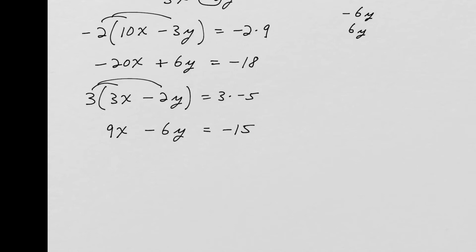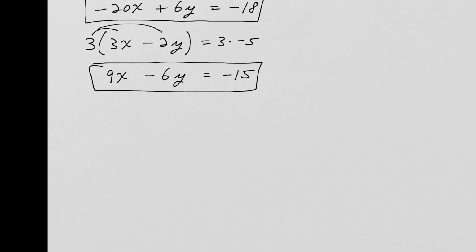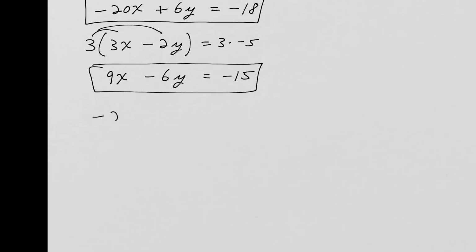Okay, so let me put these two equations together, the ones that I multiplied so that I would end up with a 6y and a negative 6y. So I have negative 20x plus 6y equals negative 18, and then 9x minus 6y is negative 15. Okay, so this is great.